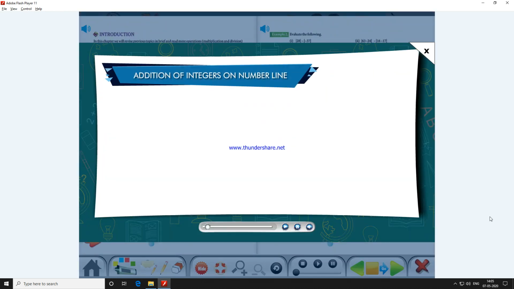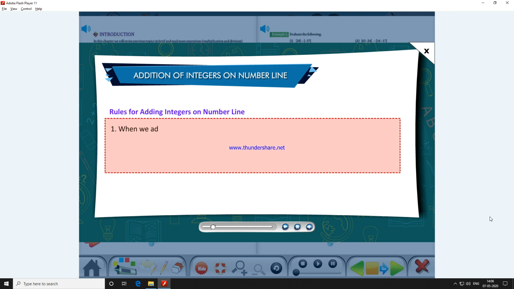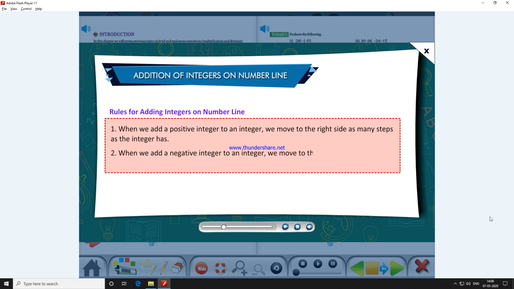Addition of integers on a number line. Rules for adding integers on number line. 1. When we add a positive integer to an integer, we move to the right side as many steps as the integer has. 2. When we add a negative integer to an integer, we move to the left side as many steps as the integer has.